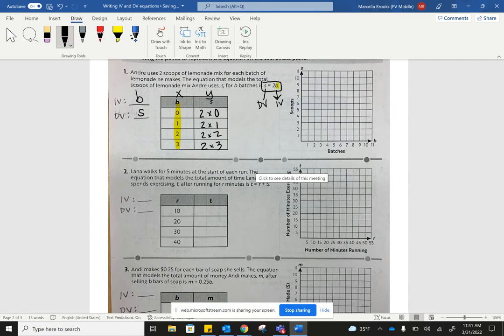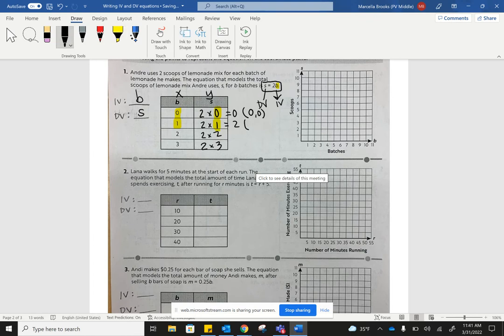Okay, so now we're just going to calculate. So 2 times 0 is 0. So that means my first point is 0, 0. I got that from right here. I have a 0 here. That's my X value. 0 is my Y value. So now we're going to do 2 times 1. That's 2. So my X value is 1.